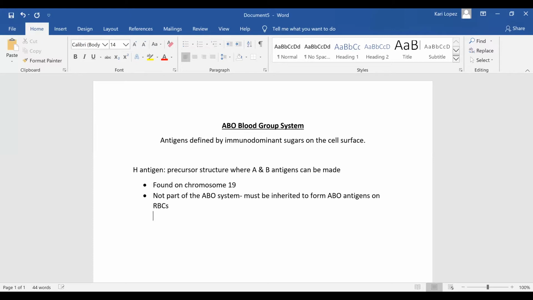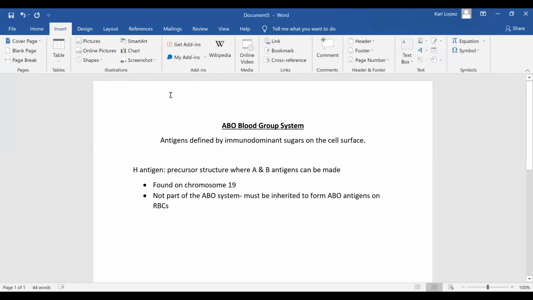And now I'm going to try to make this just a little more comprehensible. So your H antigen is your precursor for all of your blood types, but if you just have H antigen, then that's going to type as type O. So pretty much your O blood type is the same as your H antigen.